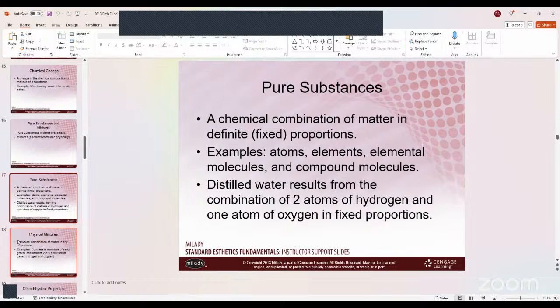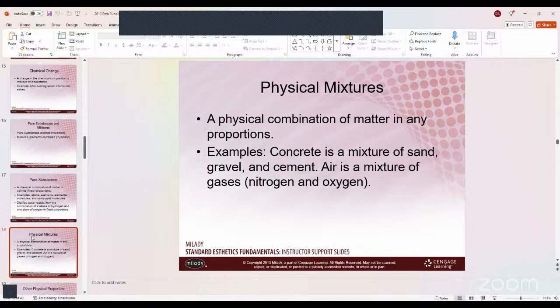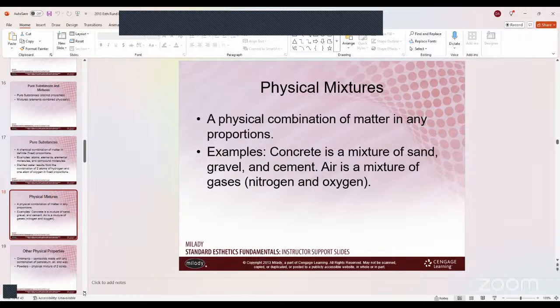Okay. And so we're here with physical mixtures. This is our example of concrete. Concrete is a mixture of sand, gravel, and cement. Air is a mixture of gases. All right. So the air that we breathe is a mixture of gases. It's oxygen and nitrogen. All right. It's what we can't live without, oxygen and nitrogen.